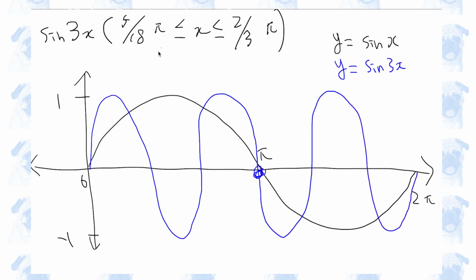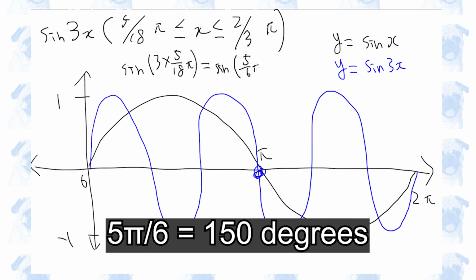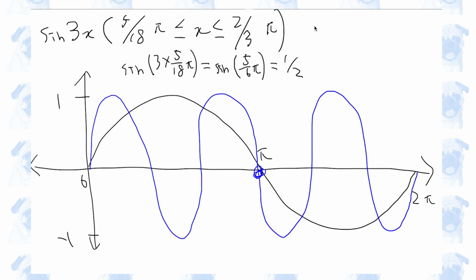And now let's think about these two values. What is sine 3 times 5 over 18 pi? 5 over 6 pi. This is equal to 1/2. And what is sine 3 times 2 over 3 pi? This is equal to sine 2 pi, which is 0. Now 2 over 3 pi should be here.